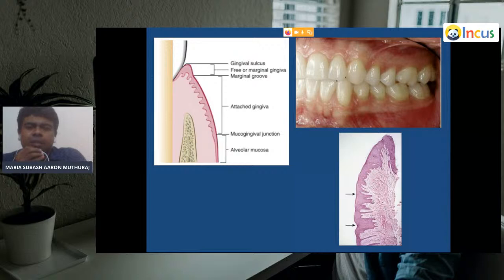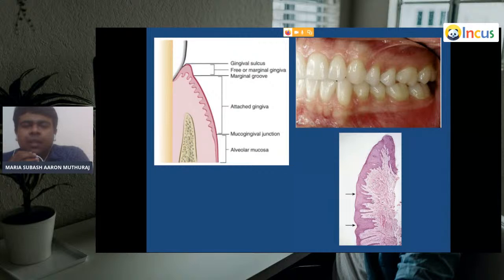Free gingiva or marginal gingiva extends from the gingival sulcus to the marginal groove, whereas attached gingiva extends from the marginal groove to the mucogingival junction. Beyond the mucogingival junction is the alveolar mucosa.